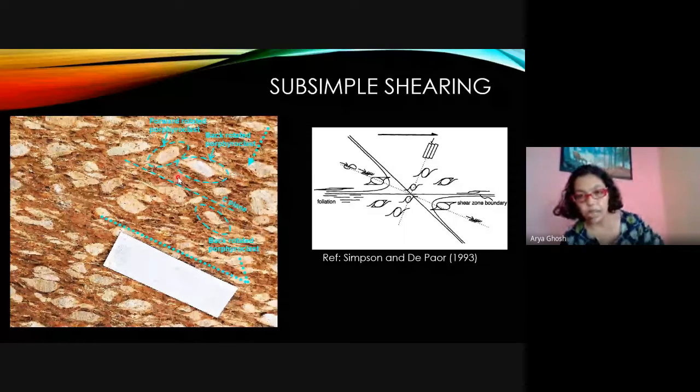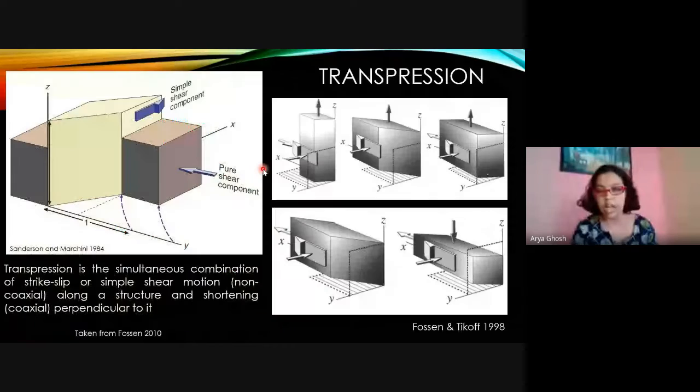So there is a simple shear component and there is a pure shear component, especially in this direction. So it is matching with a shortening direction. This kind of thing indicates that there is a chance of transpression. Before going to transpression, because I have many friends who are not from this hardcore geology field, I will just explain in brief what transpression is.